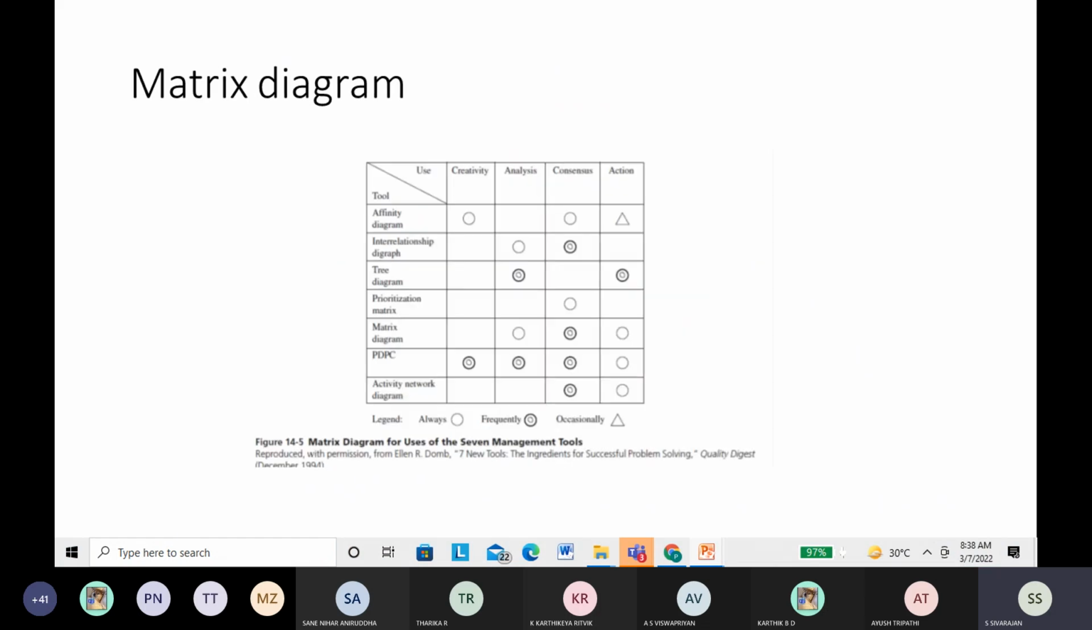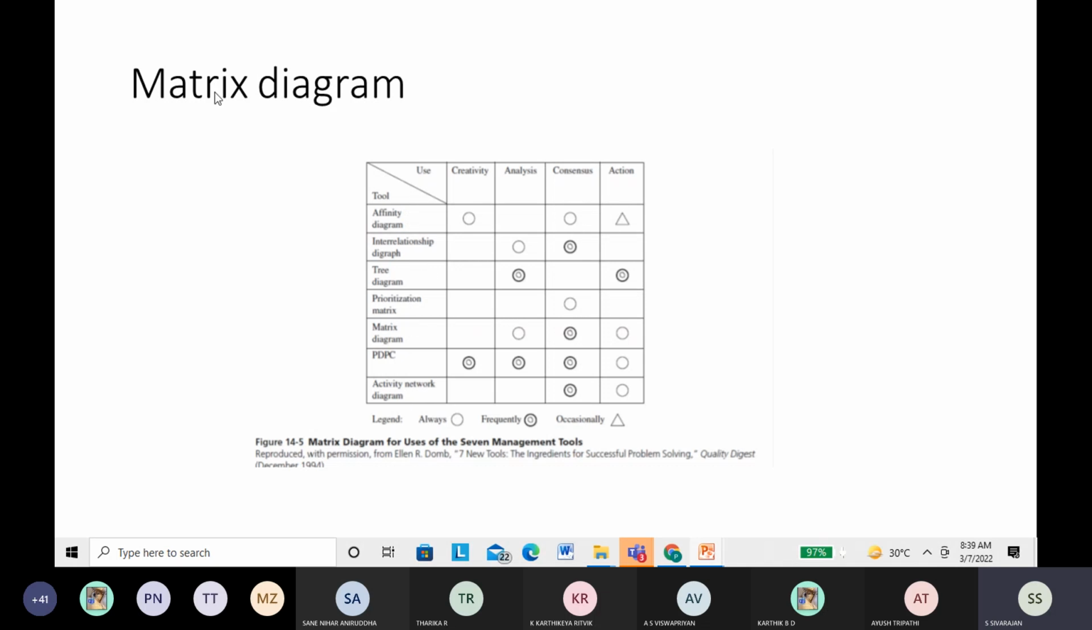Next is the matrix diagram. The same applies for the use of the seven management tools. We have started with the affinity diagram, interrelation diagram, tree diagram. The next, priority matrix, will come after this. You will see matrix diagram, PDPC. In the next five minutes we will discuss this one. Finally, activity network. These are the seven management tools.